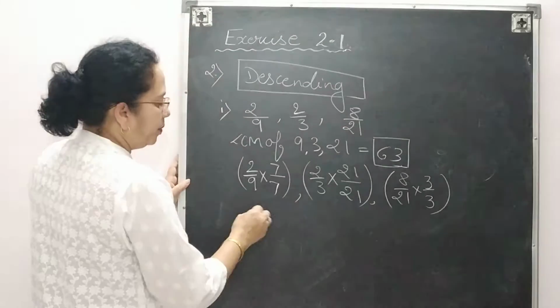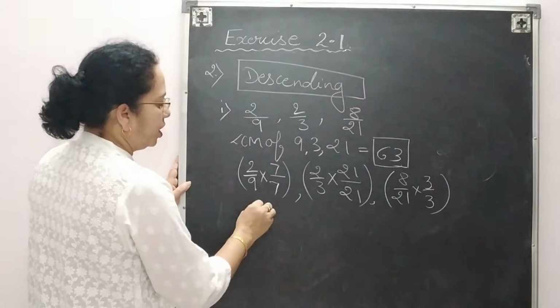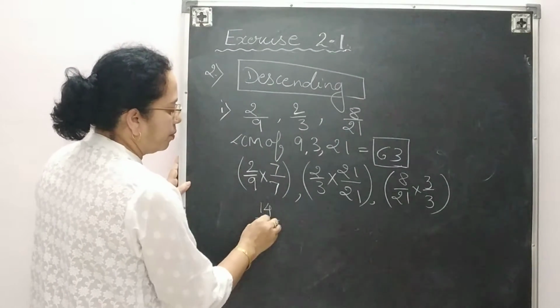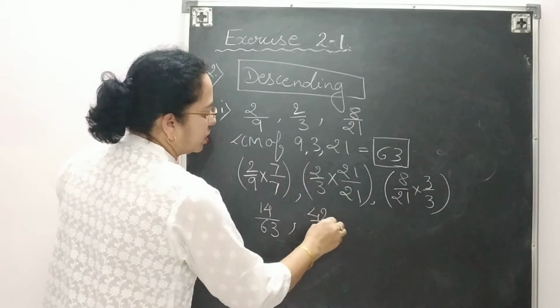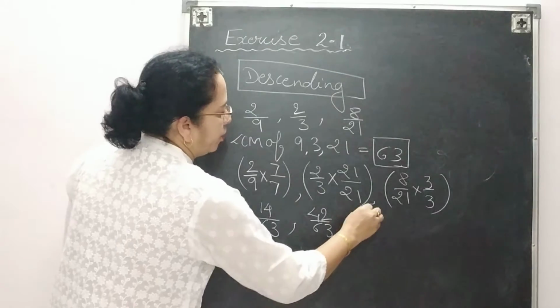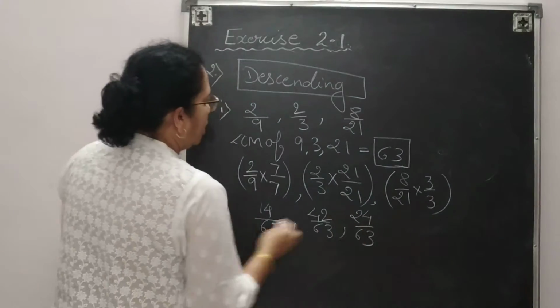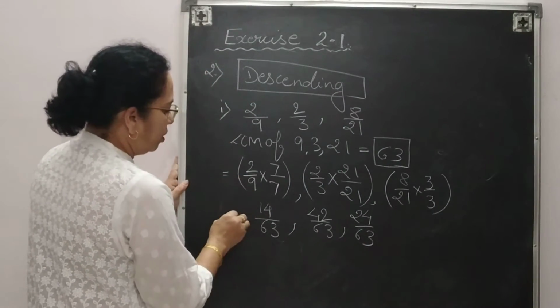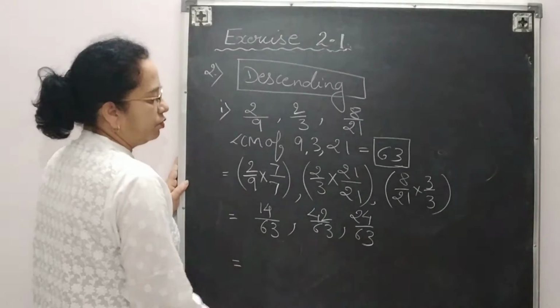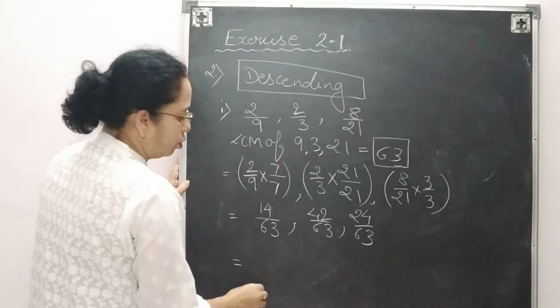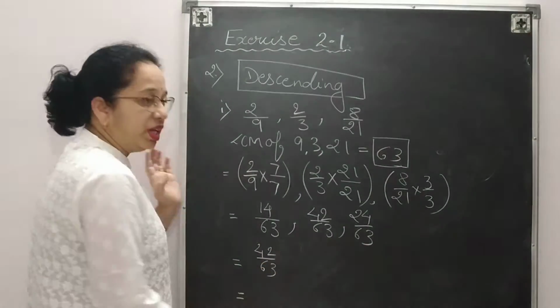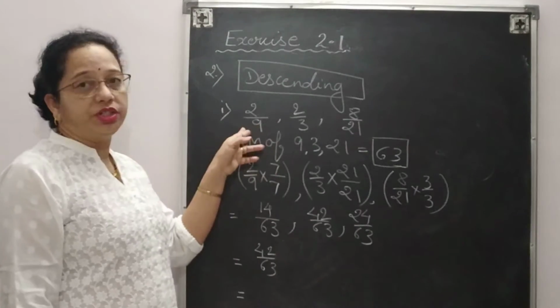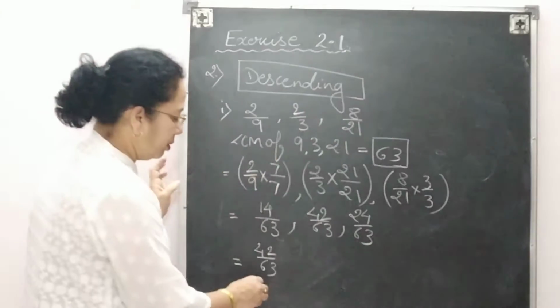Okay. Now multiply numerator with numerator, denominator with denominator. So 14 upon 63, 42 upon 63 and 24 upon 63. You need to arrange in ascending order. So greater number will come first. So which is the greater number? 42 upon 63, the middle one. And always we need to write down the answer in the original form. So middle one will be the first one.